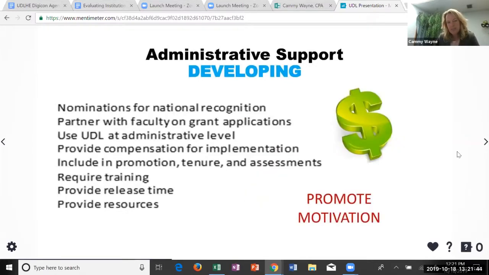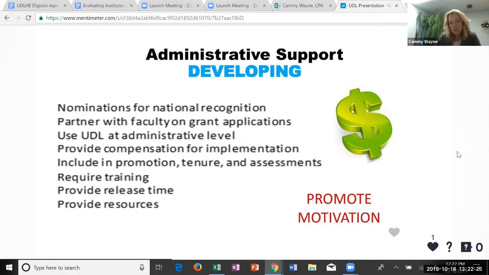In that developing stage, we might want to move beyond just college recognition and look for opportunities to provide national recognition. This might even be providing opportunities for publications or other ways that you can be recognized. And as developing, we're at that we stage, right, where we start collaboration. So administration can start partnering with faculty and staff to maybe apply for grants, as long as we're building in that collaboration and working as a team to implement this UDL.